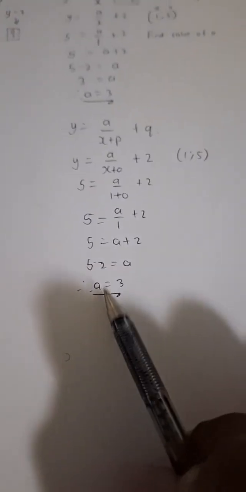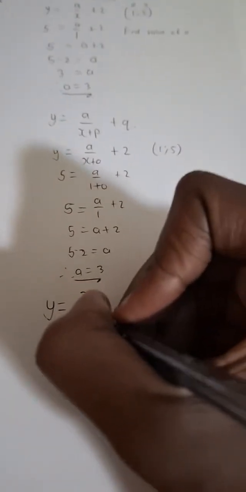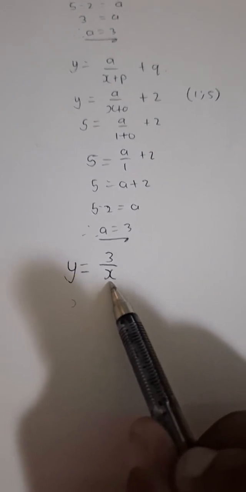So finally, guys, after we get the a value, now we can write down the equation y is equal to, and here's the thing, in the place of a, now we have 3 over what? 3 over x. Remember, the vertical asymptote is x is equal to 0.